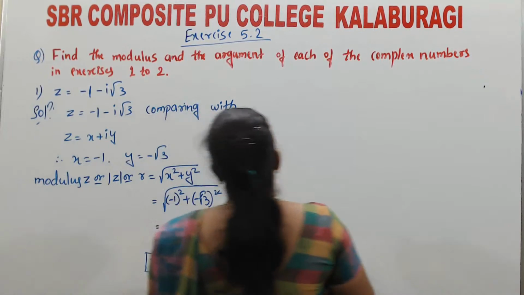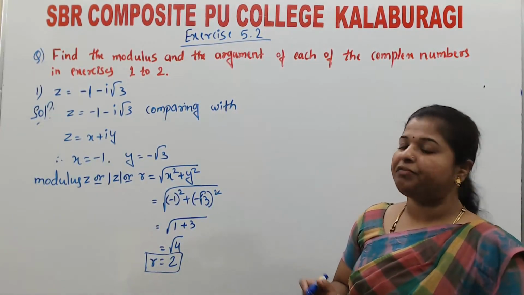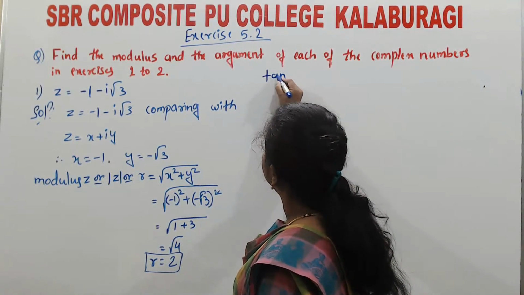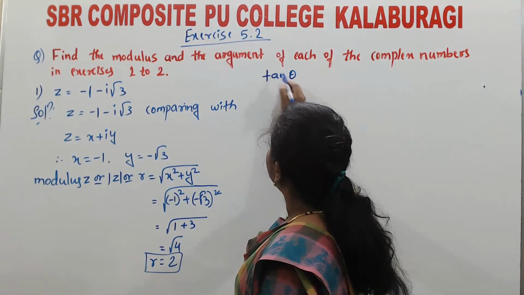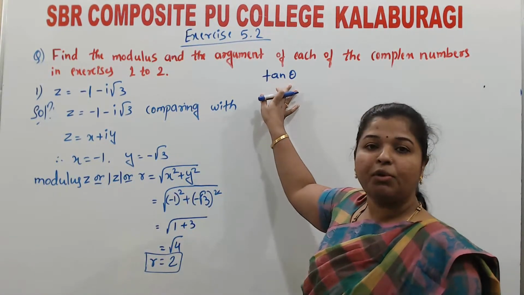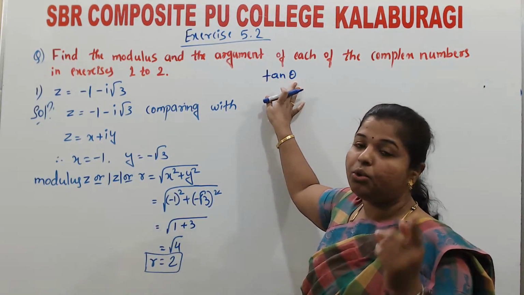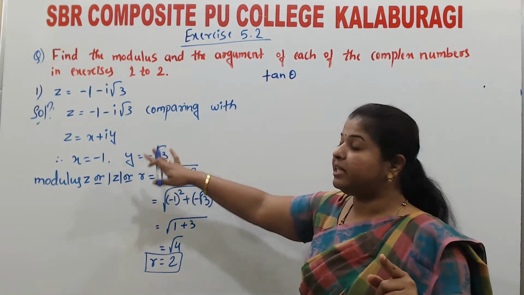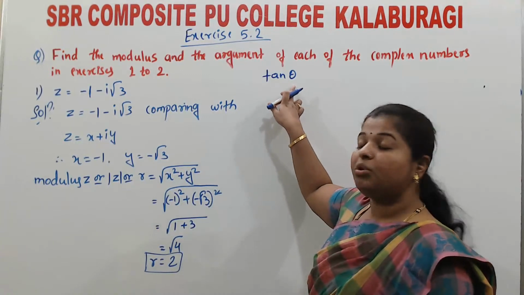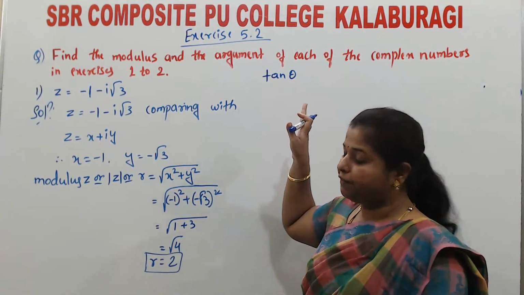Next, what we said? Find argument. For finding the argument, here we have to find the value of theta. How do we find the value of theta? By using this form, tan theta. Here we have to remember one thing. Tan theta is not the argument. For finding the value of theta, after finding it, we have to write in which quadrant these 2 points exist. After knowing that, we have to write argument of z. Tan theta is not an argument of z.